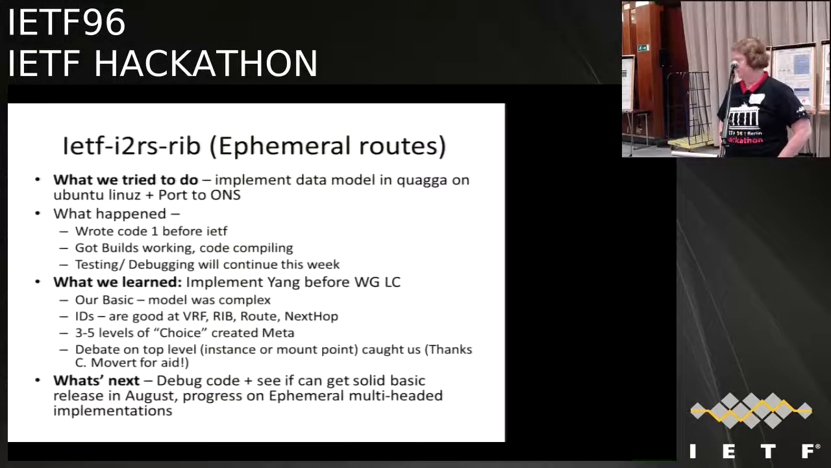A transaction interface where you say, I want RIB number 2, route 1, next hop 5, is a very effective way to do that. And one thing we had fun on was the debate on the top level instance or mount point for the Netconf folks caught us. Thanks to Carl for the aid on that. What next? Debug, get it working, send it out.